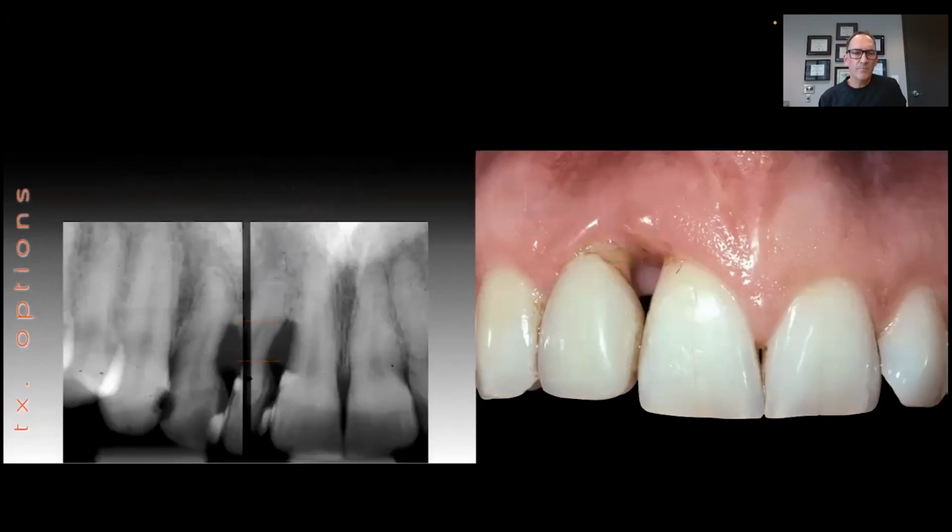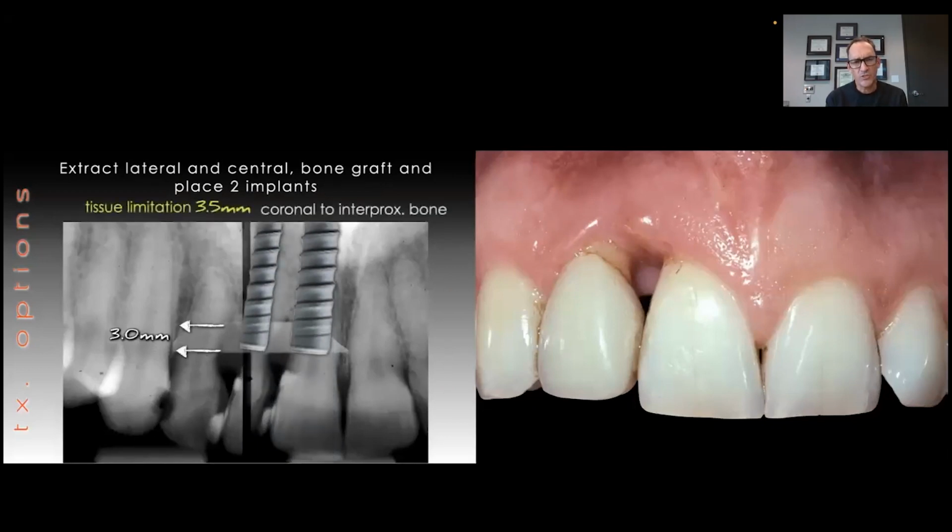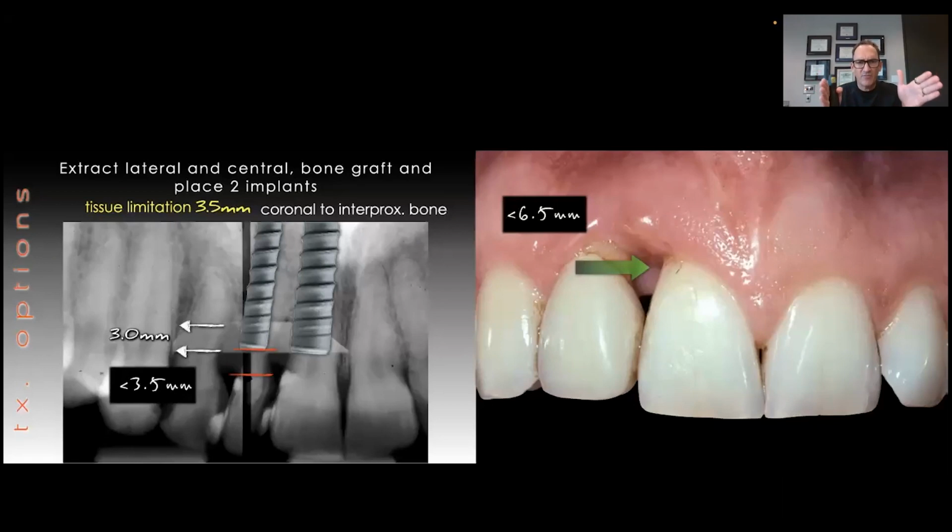If you go, all right, well, let's take them both out because the bone loss on the distal of the central is as bad, your surgeon's probably going to want to graft it. Well, let's say they graft it and they get 3 millimeters of height. So now, what if you placed 2 implants? With 2 implants, that article would say you can hold up 3.5 millimeters of tissue, but that means that the implants have to be at least 3 millimeters apart, which is nearly impossible when one of those is a lateral. So the reality is you'd probably be able to hold up less than 3.5 millimeters. And you could see then if that was the case, you would still be deficient with the papilla.